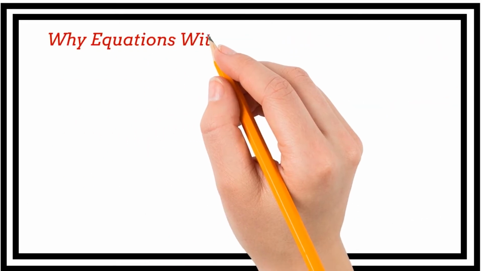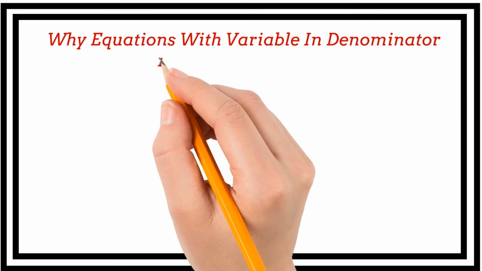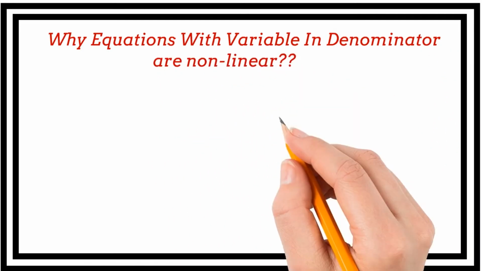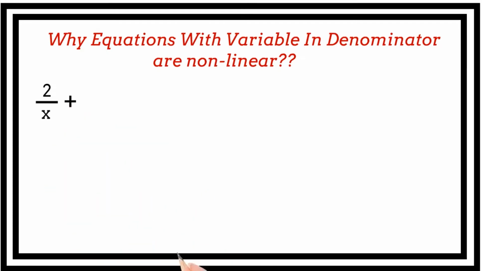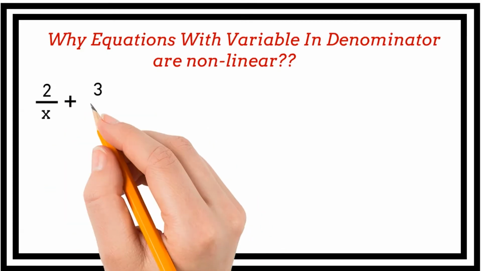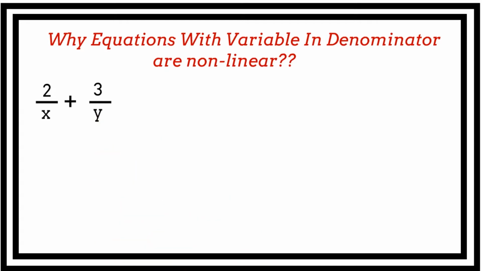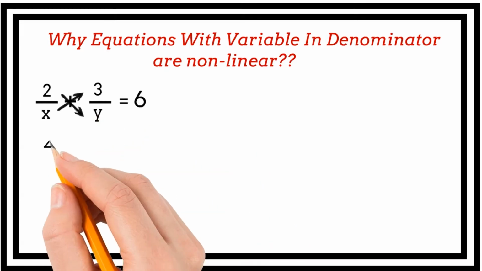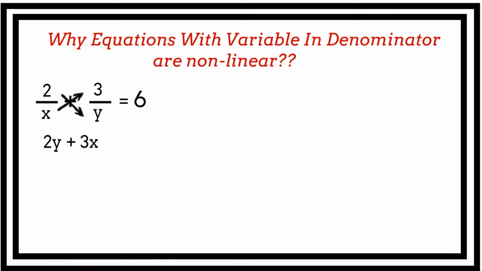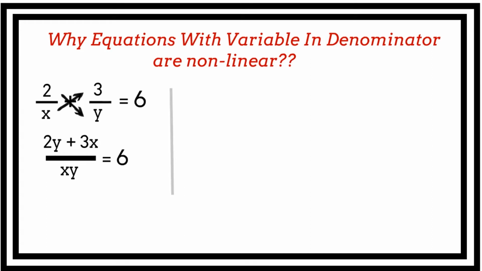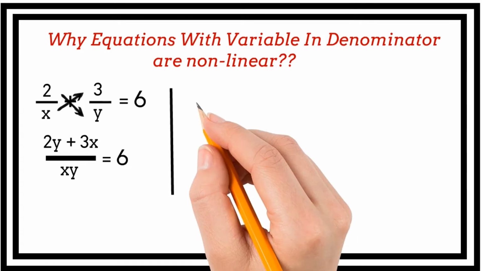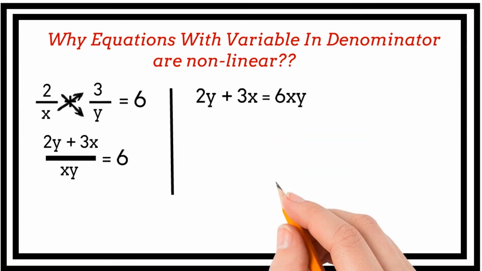Now let's first understand why equations with a variable in the denominator are nonlinear equations. Suppose we have the equation 2 by x plus 3 by y is equal to 6. Step 1 will be to make the denominator the same. For that we will cross multiply, so we will get (2y plus 3x) upon xy is equal to 6. Now we will move this xy to the right hand side, so we will get 2y plus 3x is equal to 6xy.